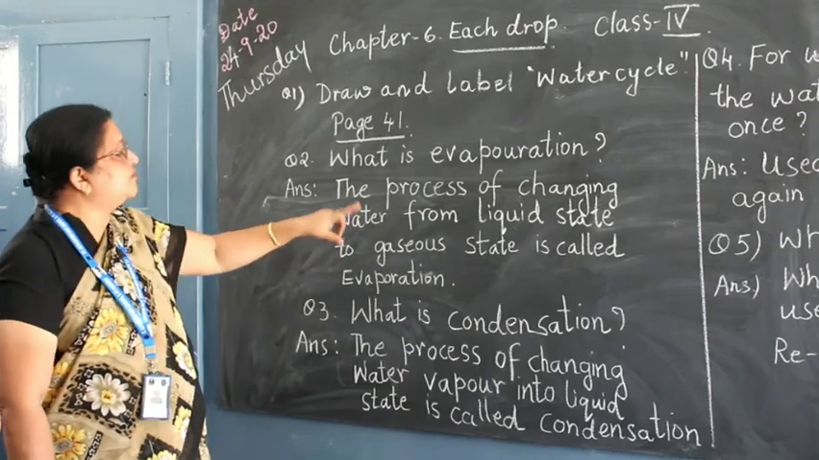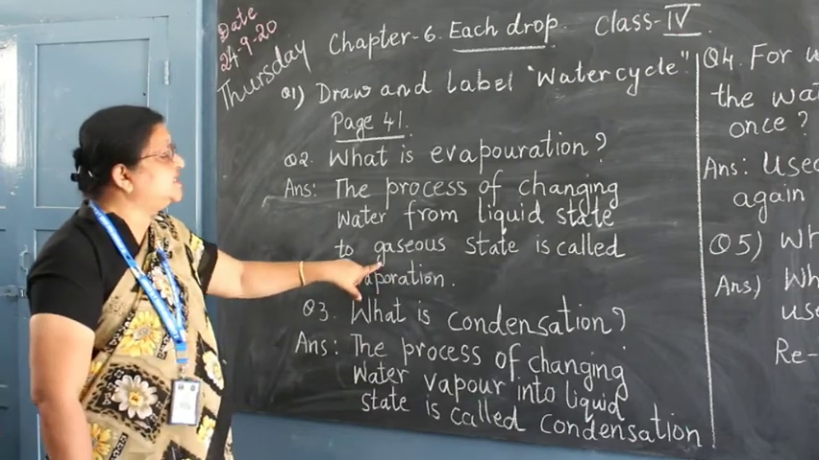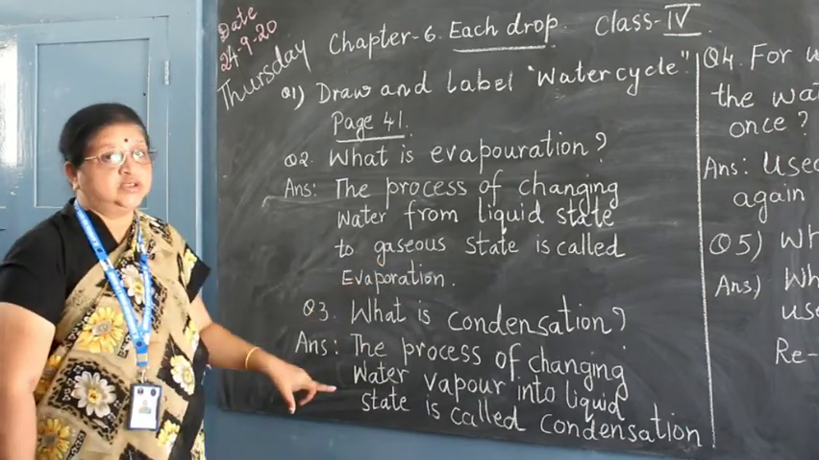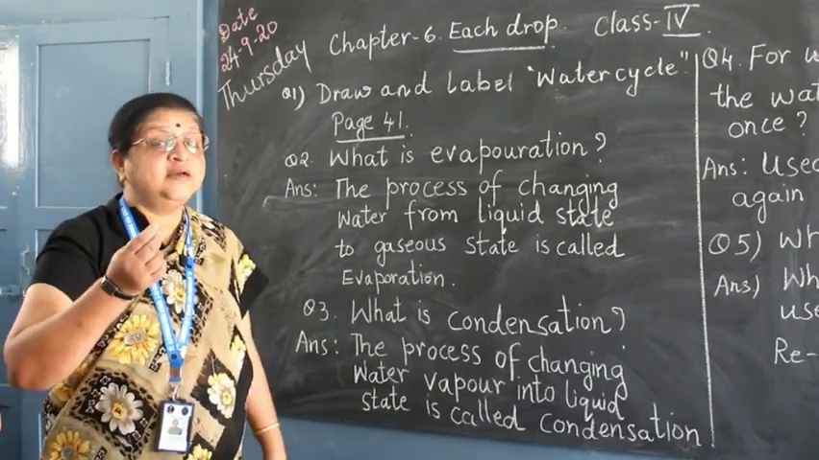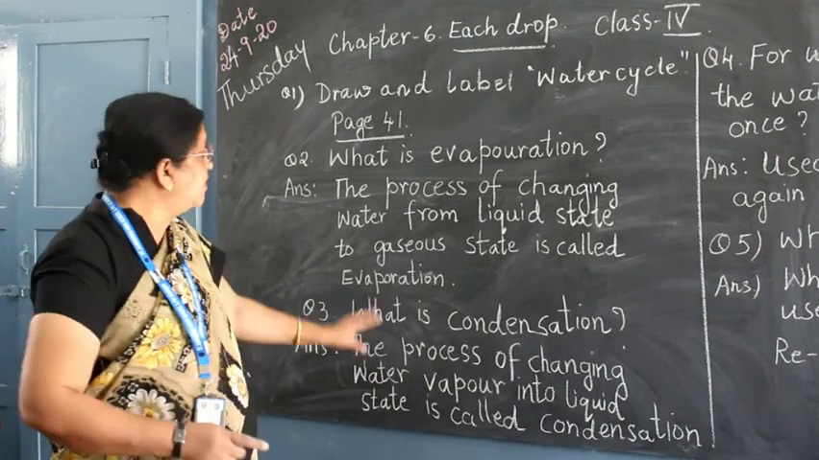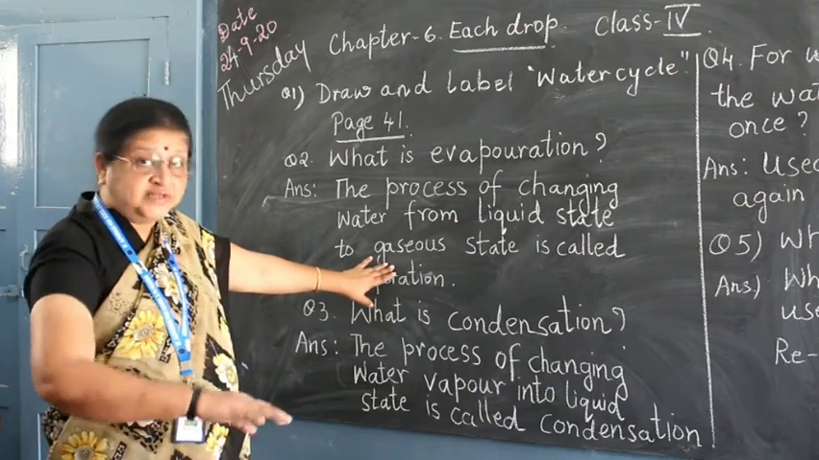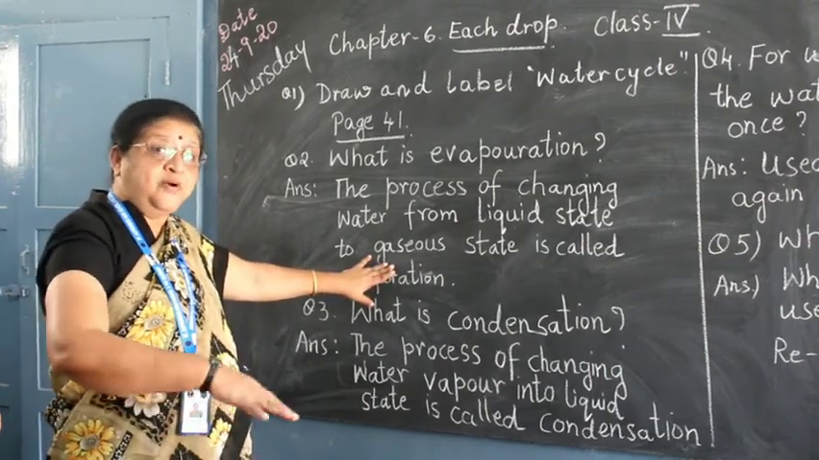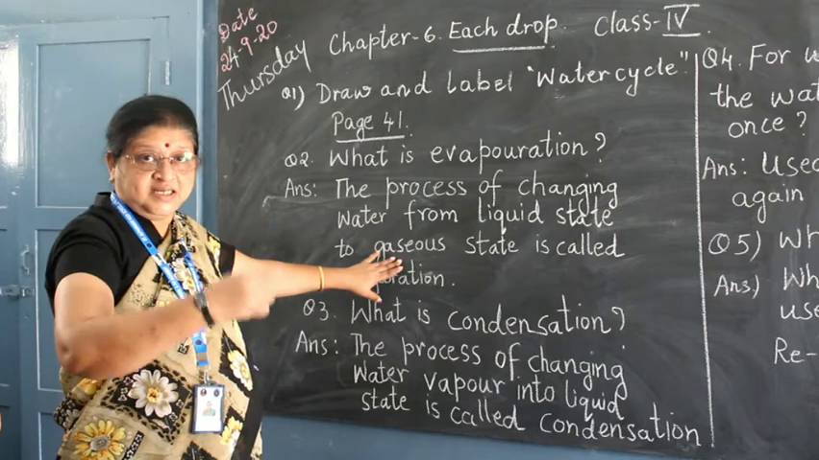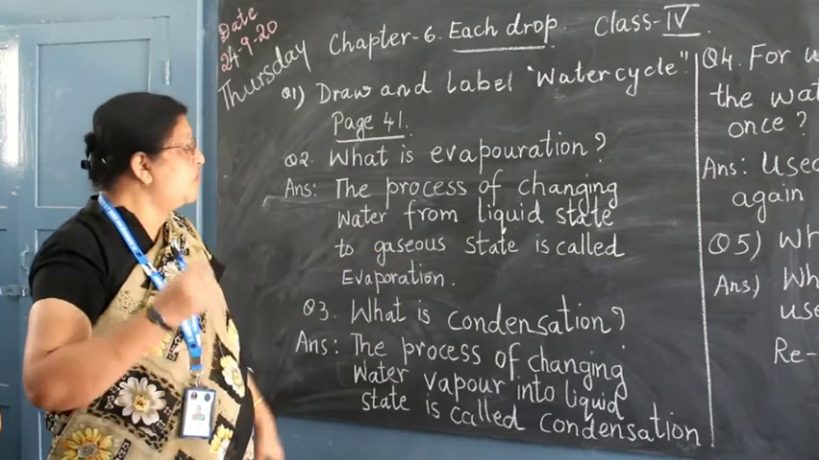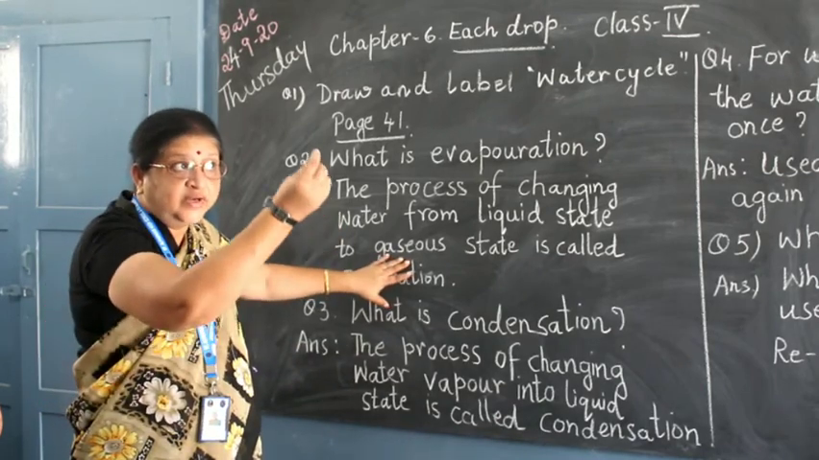The process of changing water from liquid state to gaseous state is called evaporation. I told you this water, when the sunlight is there, it becomes small drops, but it is in the form of gases, not in the form of liquid. The liquid was river, right? The pond and all that is on the earth in the liquid state. When the sun's rays fall on them, they go up in the gaseous state. We can't see them. Can you see them? They are going up.